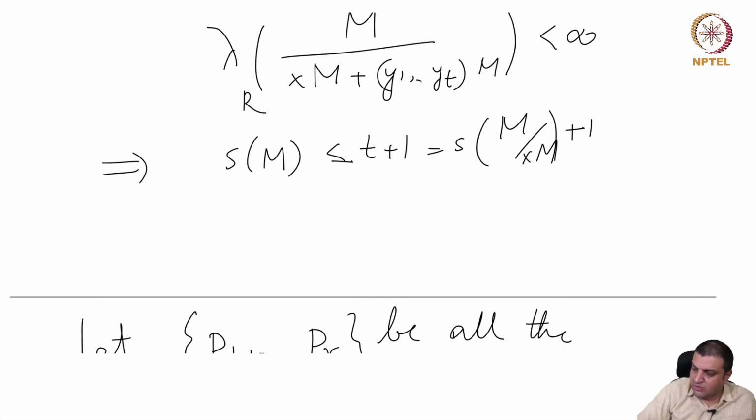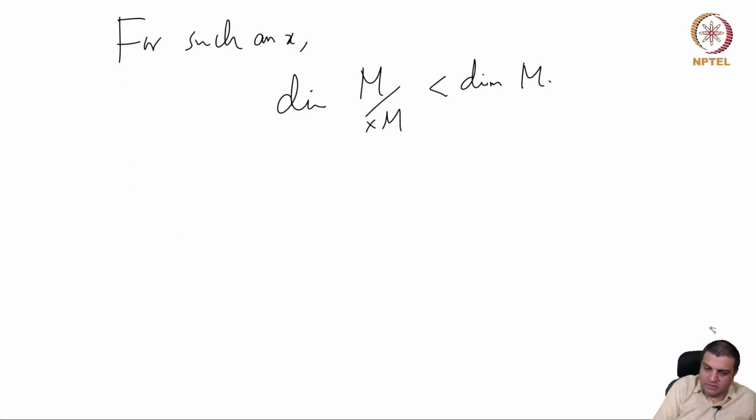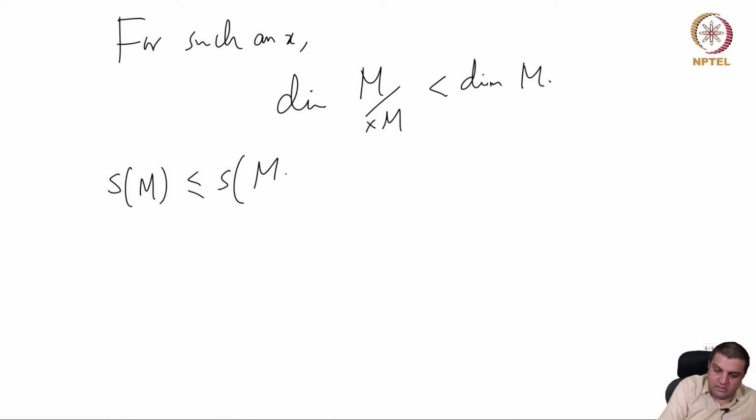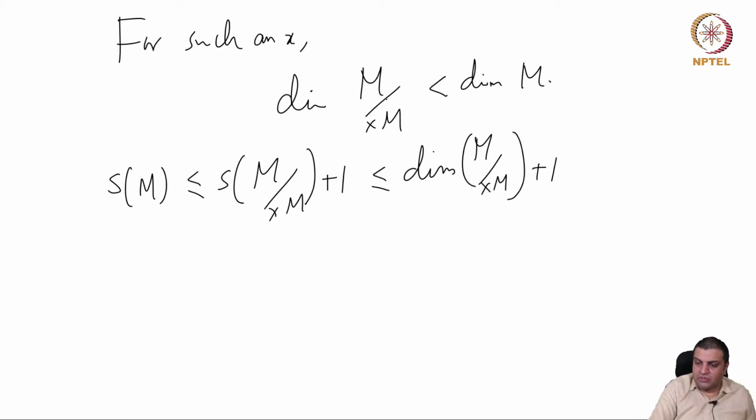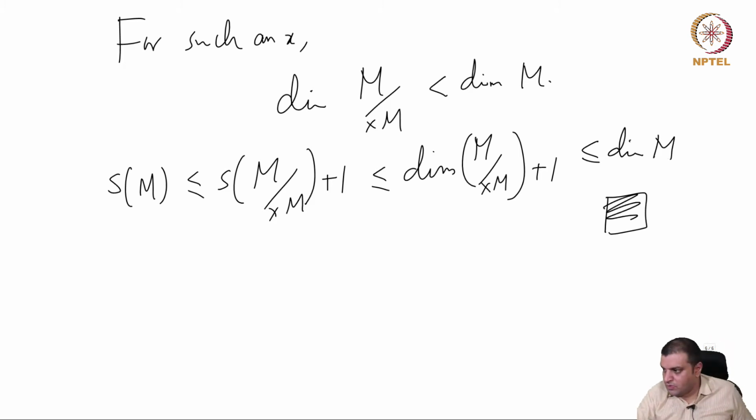S(M) is less than or equal to S(M mod xM) plus 1. By induction, this is less than or equal to dim(M mod xM) plus 1. And because of this condition, this is less than or equal to dim M, which is what we wanted to prove. Okay.